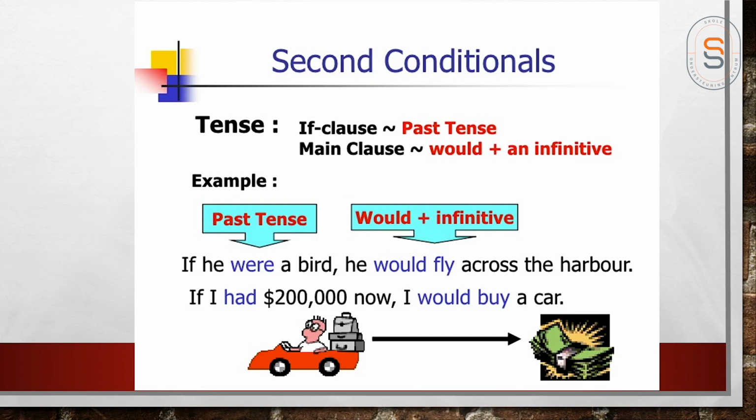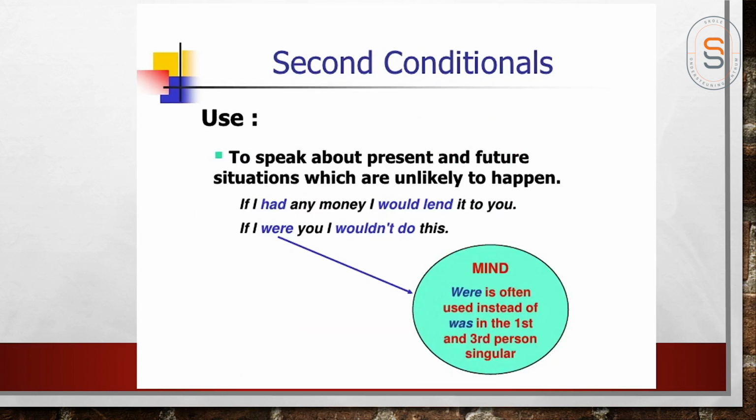Let's quickly think about the first one again. Your if sentence is in the present tense, so plus will, shall, may, or can. Your second type is in the past tense, would, could, should, or might. So if he were a bird, past tense, he would fly across the harbor. If I had, past tense, $200,000, now I would buy a car. The second conditional, or the second type, is something that is unlikely, improbable, impossible, or imaginary. So it's to speak about present and future situations which are unlikely to happen. If I had any money, I would lend it to you. Past tense, and then would, could, should, and might.